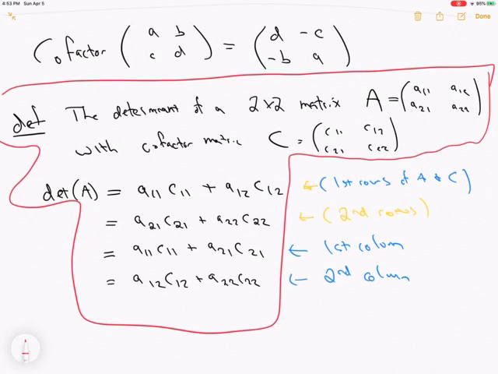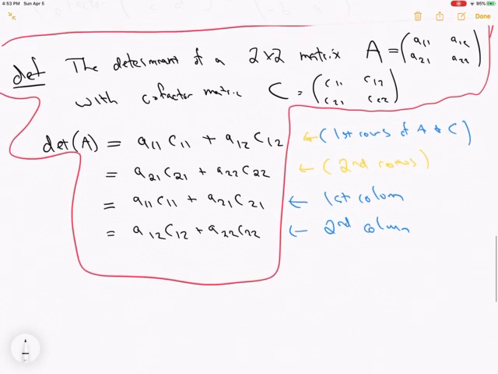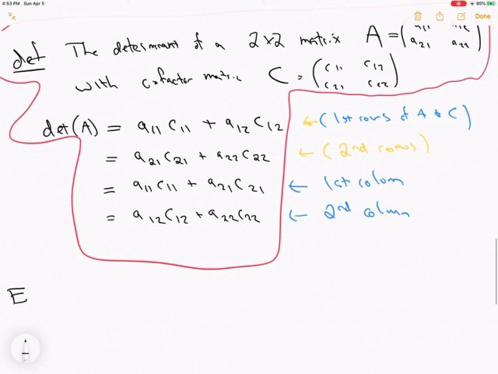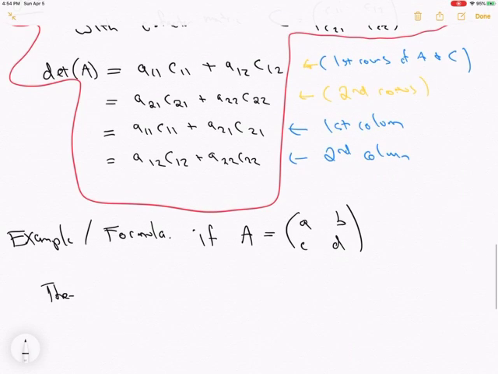Since we already know what the cofactor matrix is, we actually get a formula that we can memorize. So let's do an example and obtain a formula. We're going to get a formula that you should memorize. We've already said that if A is A, B, C, D, then the cofactor matrix C is going to have 4 entries. The signs will be plus, minus, minus, plus.